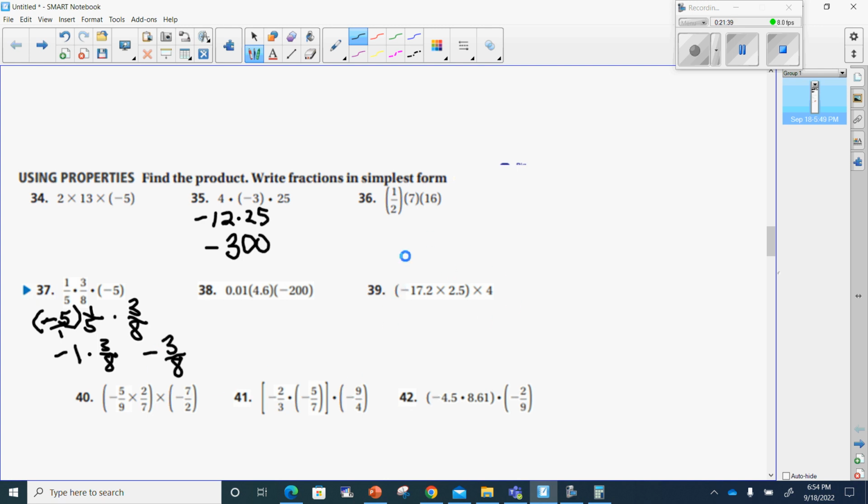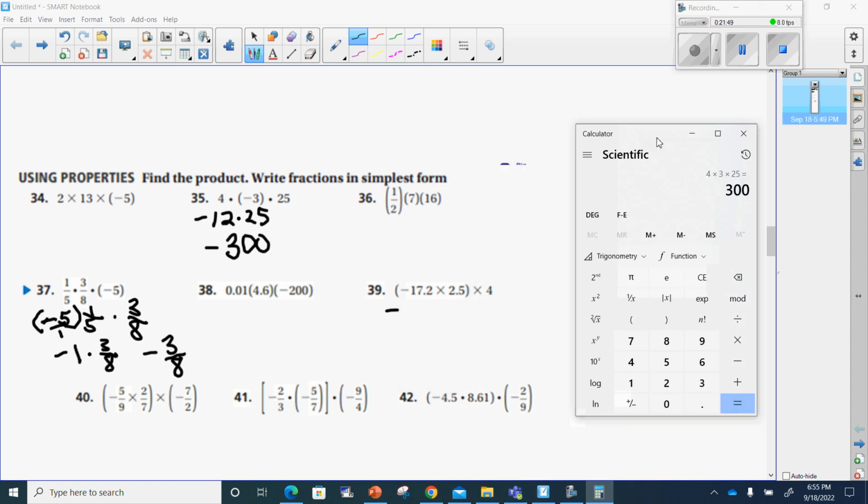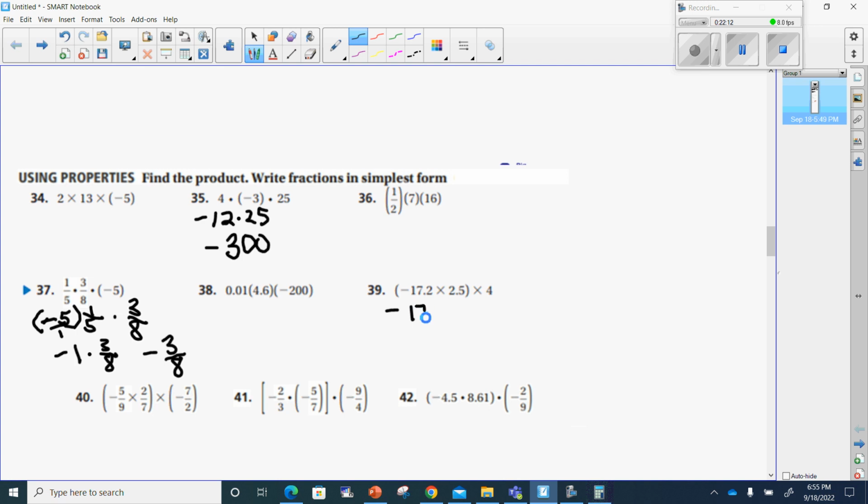Let's go to 39. Got a negative times a positive times a positive. That means my answer will be a negative for sure. I have to take all these, and I'm just going to be kind of lazy, and I'm sure some of you are already going to figure this out. I'm going to take 17.2. I'm going to multiply it to 2.5. I'm going to multiply it to 4. It's really that easy. 172. And it's going to be a negative answer.